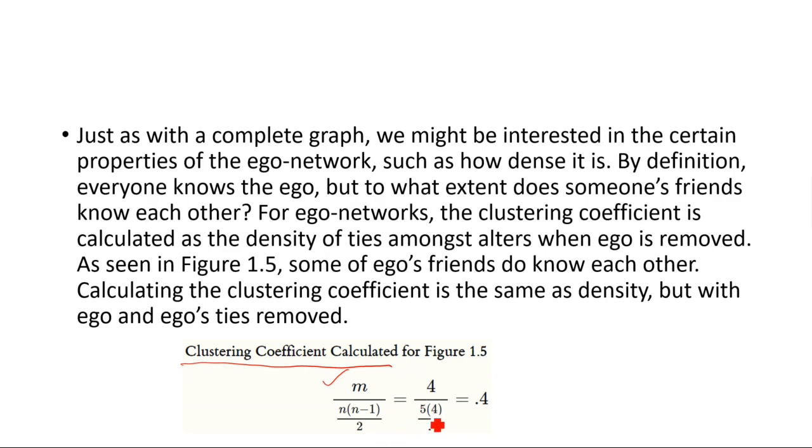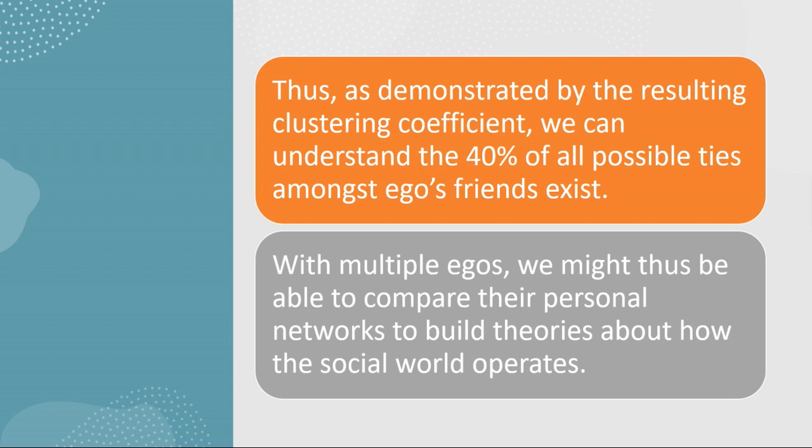Here we are considering 5 alters, so n is equal to 5. So the bottom part is 5 into 4 by 2, and on the top m is equal to 4. So this comes to 0.4, which also means 40%. It shows that this network is 40% dense, or it means that 40% of all possible ties amongst the ego's friends exist. Means out of all the possible ties, only 40% are created. Out of 100%, only 40% of the network is created.